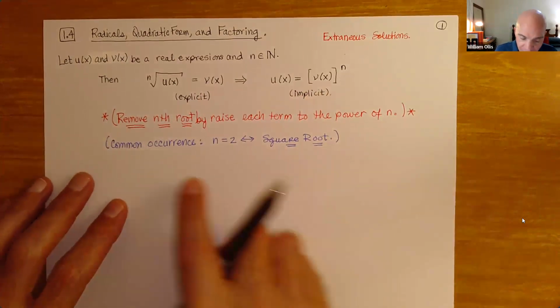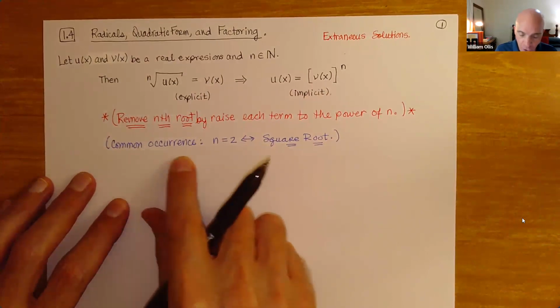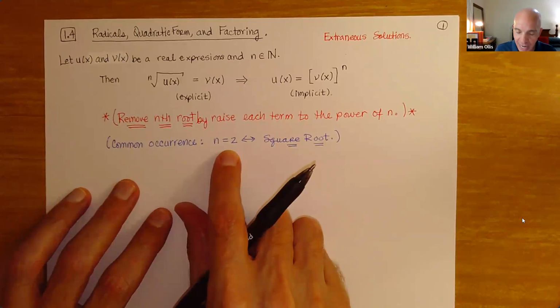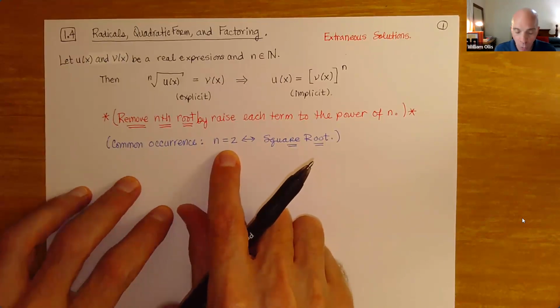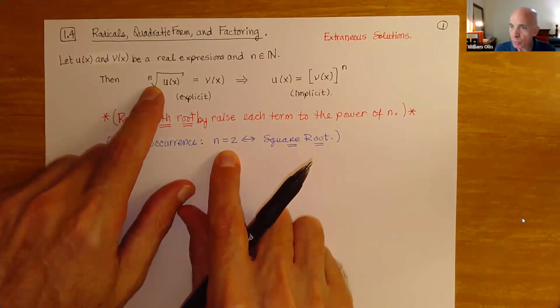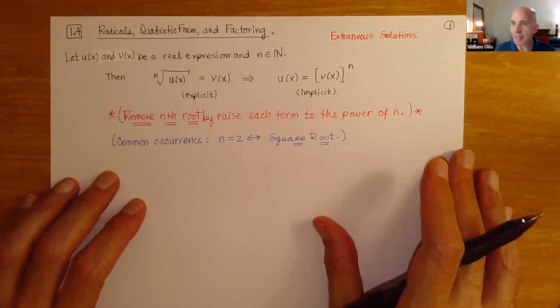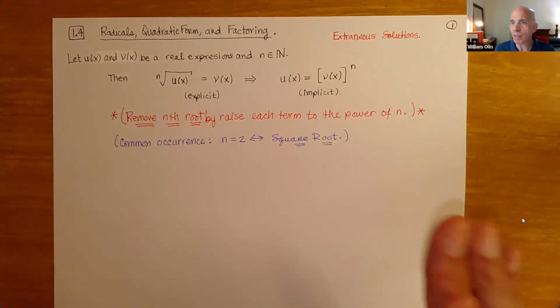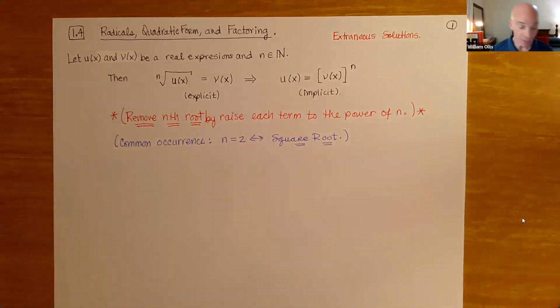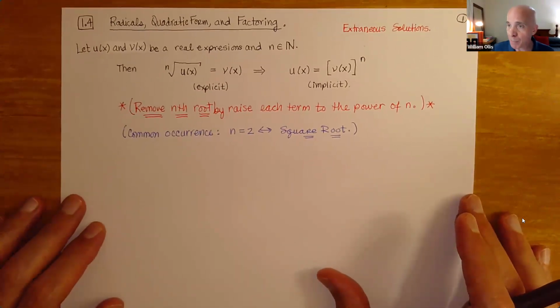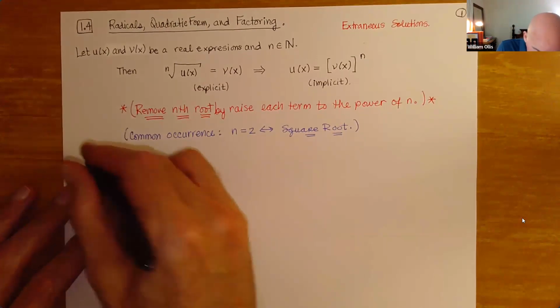So, as I've said here, the common occurrence that we see a lot in mathematics is when we have n equal to 2, or the so-called square root. And so you'll see many examples of this. And it doesn't mean that it's the only one. It just means that it's one that occurs commonly in mathematics. So what I want to do is a couple of examples that use this technique. So let's get started.